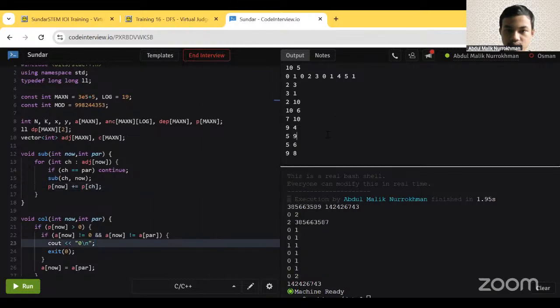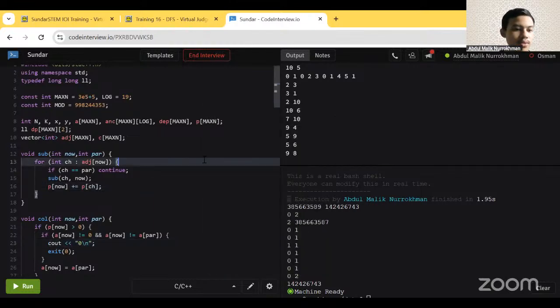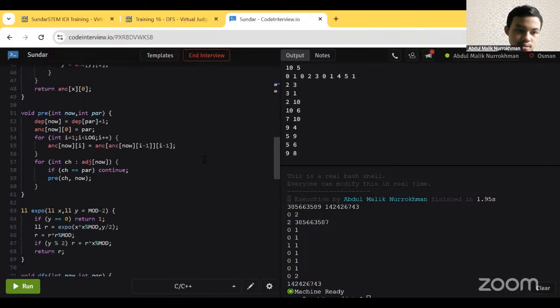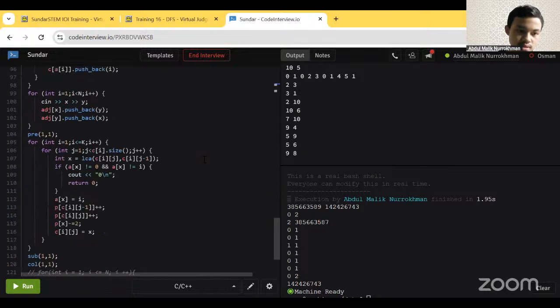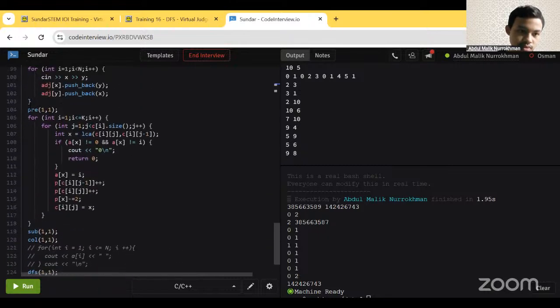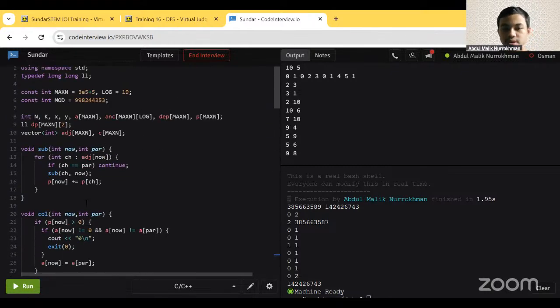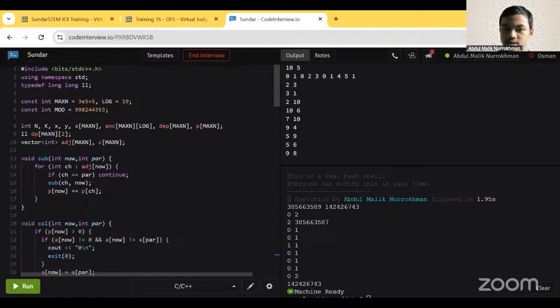And from this test case, I realized that the bug is not in the pre-coloring, but in the dynamic programming. So let's try to analyze it. So let's draw a graph starting from node 1.